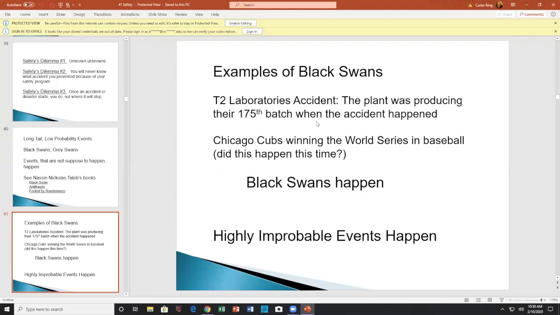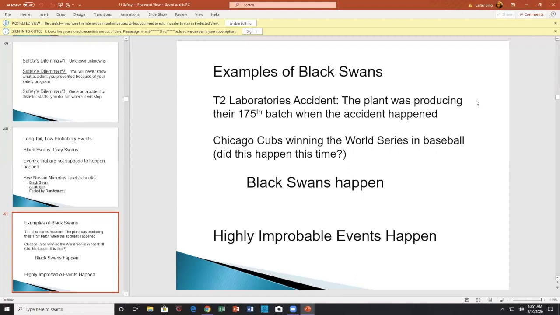The plant was producing its 175th batch. So it had grown accustomed to the problem. They'd been accustomed to the behavior of their reactor. And after this accident happened, it killed a lot of people, or some people. So complacency is really missing in the T2 accident.